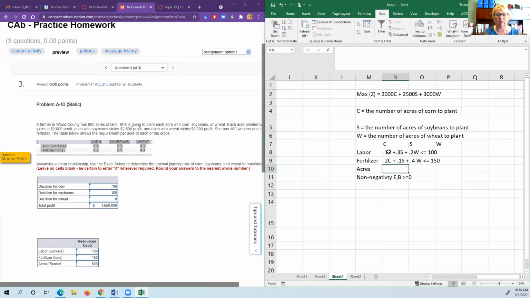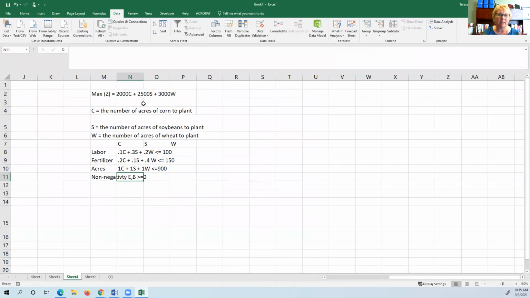Okay. And then for acres, every time I plant an acre of corn, I need to count it. Every time I plant an acre of soybeans, I need to count it. And every time I plant an acre of wheat, I need to count it. And that needs to be less than or equal to the 900 acres. Okay. So I have now done what I need to do on an exam, which is state the objective function, define the variables, and state the constraints. I need to change that non-negativity to be C, comma, S, comma, W.